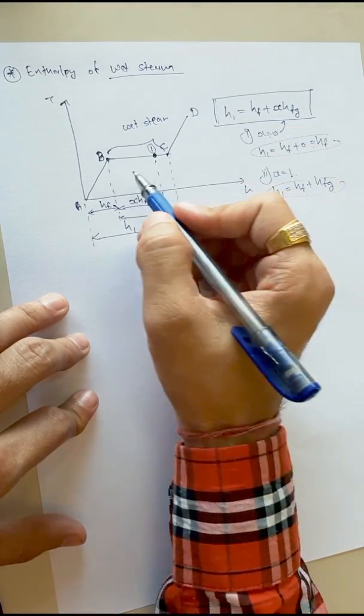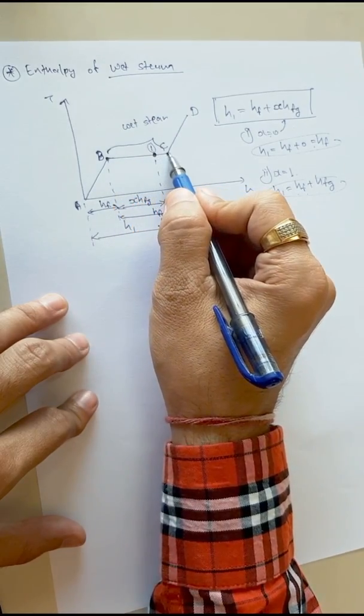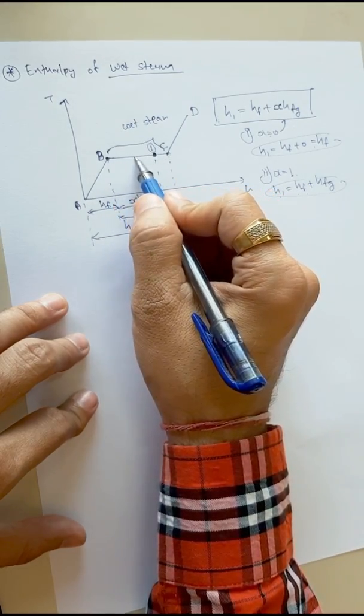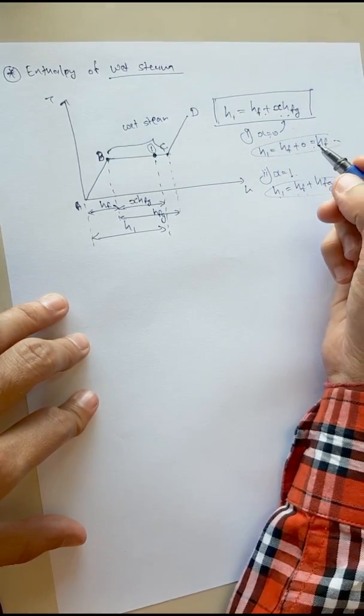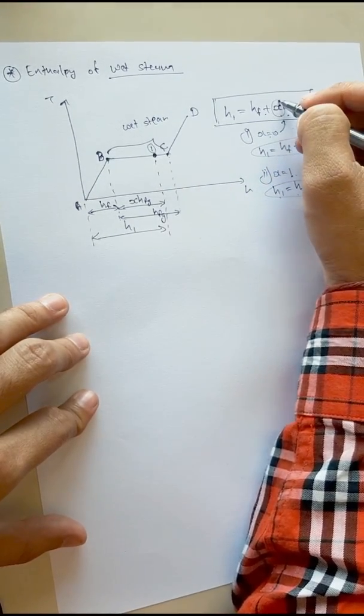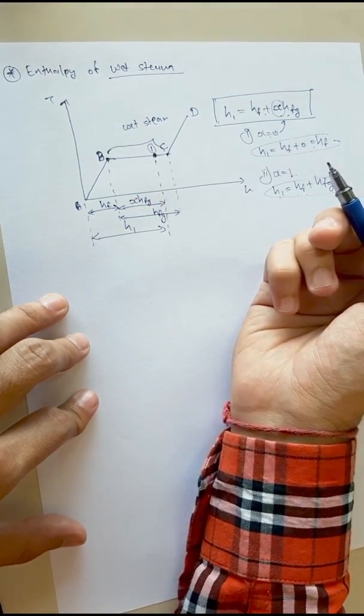So if I want to find an enthalpy between point B and point C, I can use this equation HF plus X HFG. By varying the value of X, I can vary the point between point B and point C.